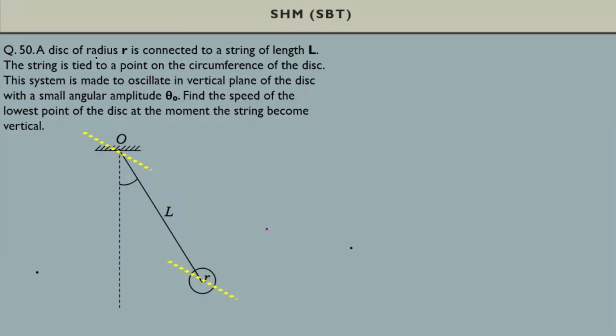A disk of radius r is connected to a string of length L. So this is a disk, basically. The string is tied to a point on the circumference of the disk. The system is made to oscillate in the vertical plane of the disk with a small angular amplitude theta naught.